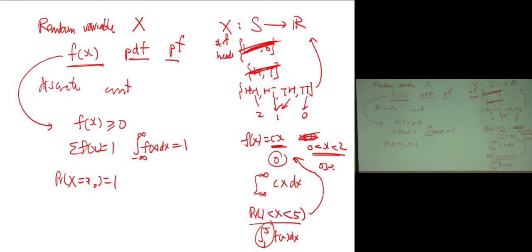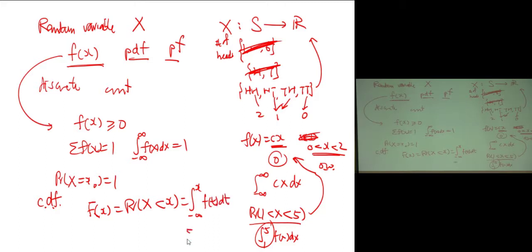We also have this cumulative distribution function, denoted by capital F, which is the probability of the random variable being less than or equal to x. For the continuous case, it is equal to the integral of this. For the discrete case, you sum over all f of t such that t is less than or equal to x. It depends whether it's continuous or discrete.